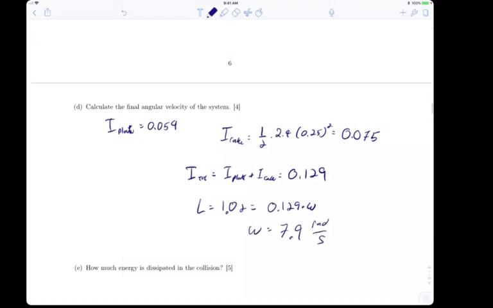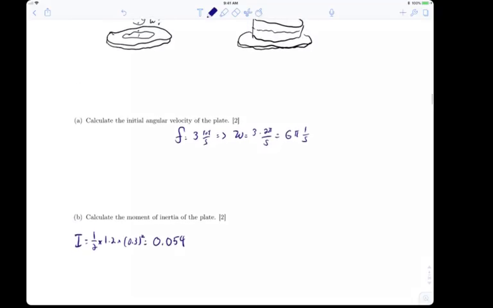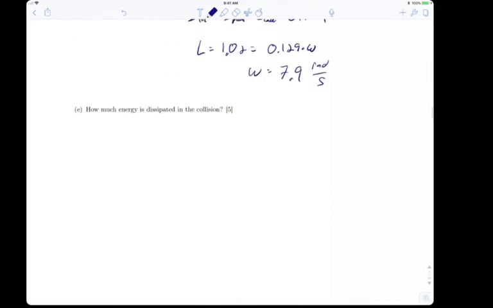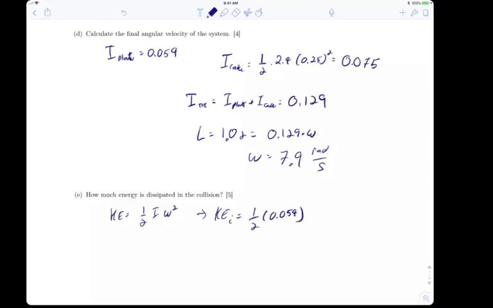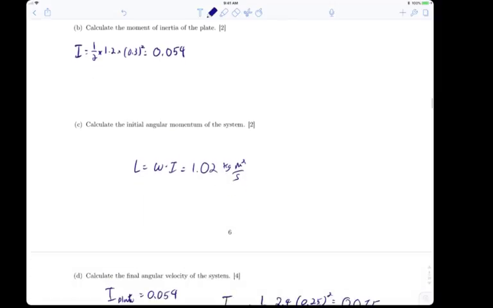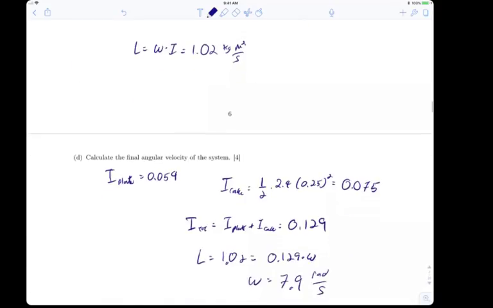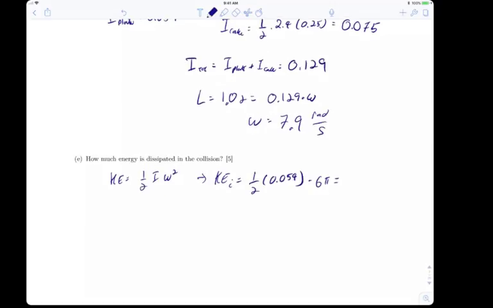Energy dissipated. Okay, so to figure out what the energy dissipated is, I need the KE, 1/2 I omega squared. So initially, 1/2, the moment of inertia is 0.054, and the angular velocity is 6 pi. Joules. Kinetic energy final is 1/2 times 0.129, times 7.9 all squared.